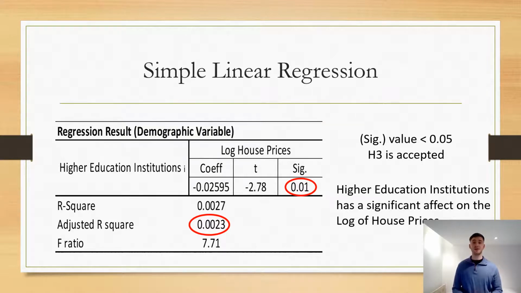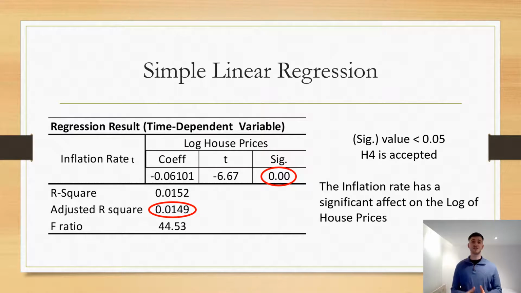Yet, the adjusted R-squared shows that the variable is only positively related to the log of house prices by 0.002%, which is very small. Hypothesis 3 is still accepted as higher education does significantly affect log house price. The adjusted R-squared in this simple linear regression shows that the time-dependent variable is 1% positively related to the log of house price rate. So, with a negative coefficient and a significant value of 0.000, we can conclude that the inflation rate and log of house prices have a negative and significant relationship. The fourth hypothesis is also accepted.